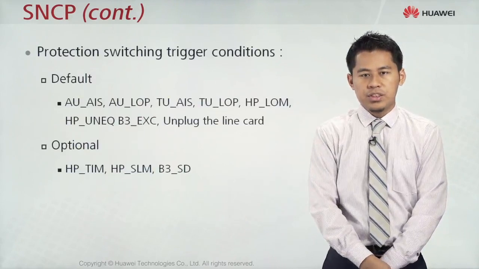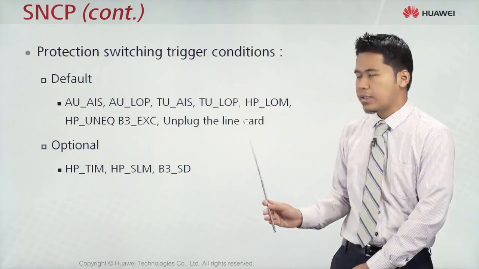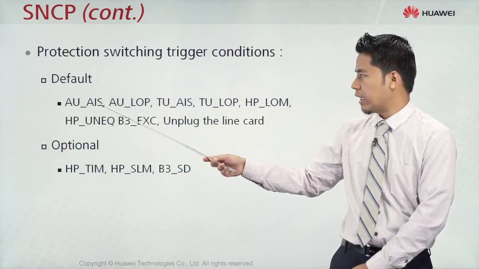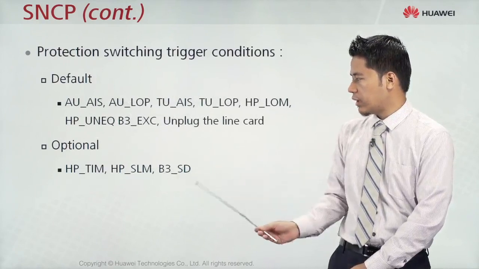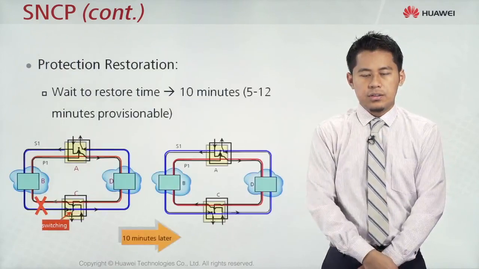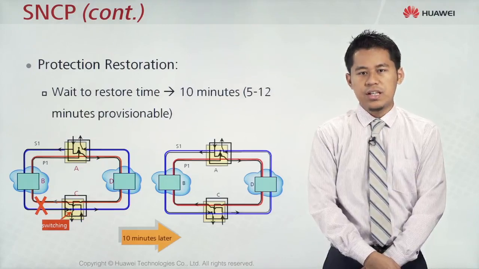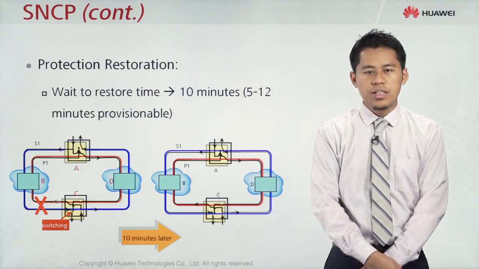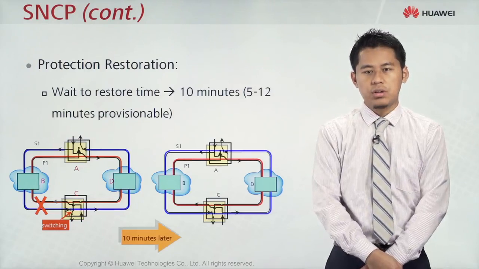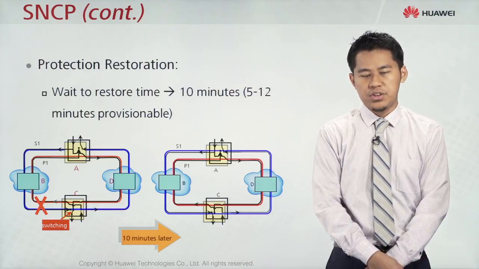So here will be the protection switching condition. As you can see, the default, we set it at, this is the alarm that involve it. For example, such as AU-AIS, AU-LOP, and the rest. The optional, it will be this kind of alarm. So the next part will be the SNCP, which is the protection restoration. You can set for the restoration, which is you need to set for derivative. We need to set for the WTR, wait to restore. So most of the time, it is referred of the 10 minutes. Actually, you can set as a 5 to 12 minutes provisionable.